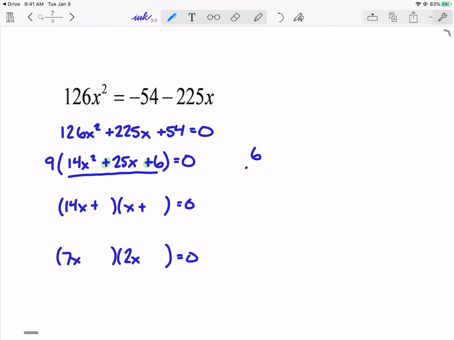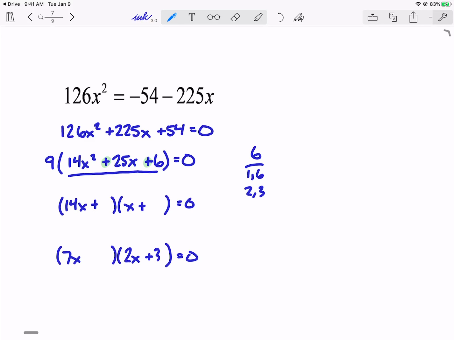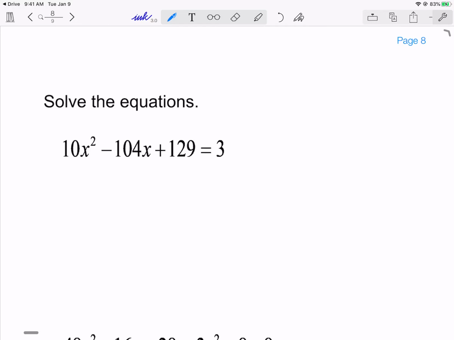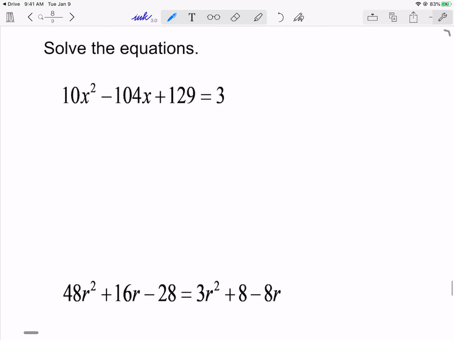So I've got to think of the factor pairs of 6, which are 1 and 6, and 2 and 3. Well, I know that since everything's being added, let's see here, 7 times 3 will give me 21, and 2 times 2 will give me 4. 21 and 4 add up to make 25. So set the first factor equal to 0. I'm going to subtract 2, divide by 7, subtract 3, divide by 2, and those are my results. All right, so we're getting lots of factoring practice as we use the zero product property to solve equations.